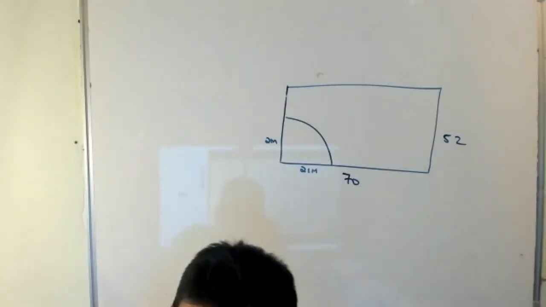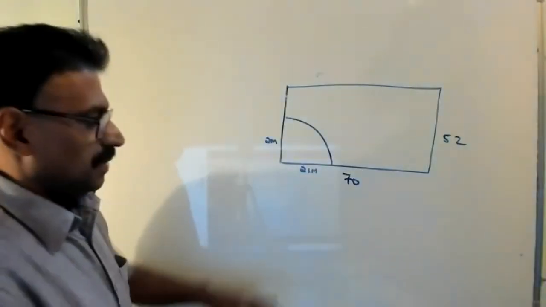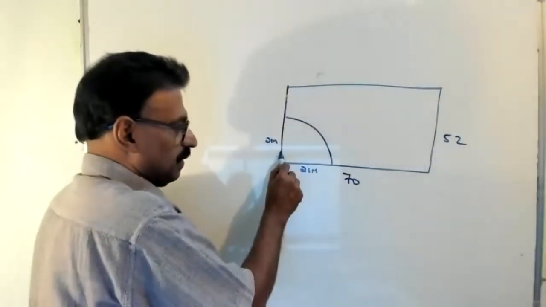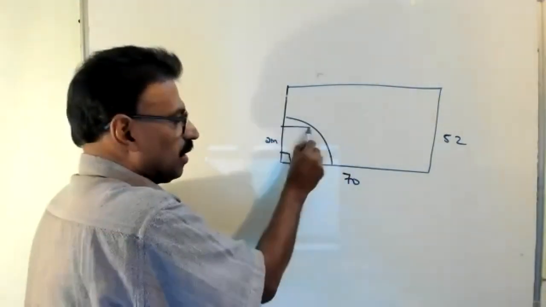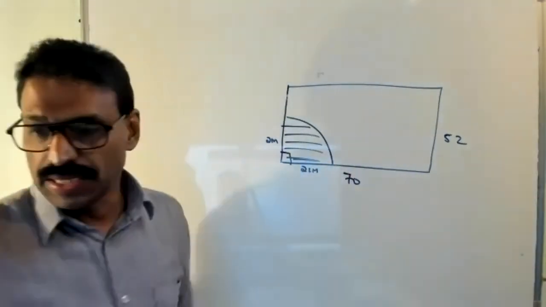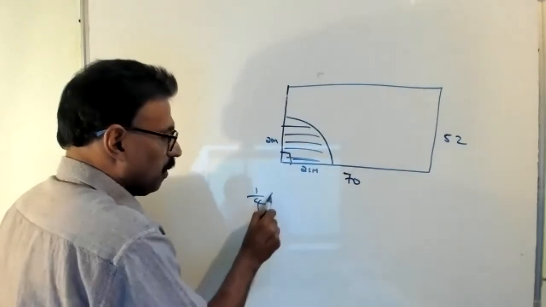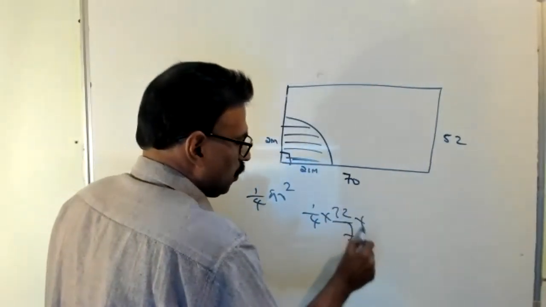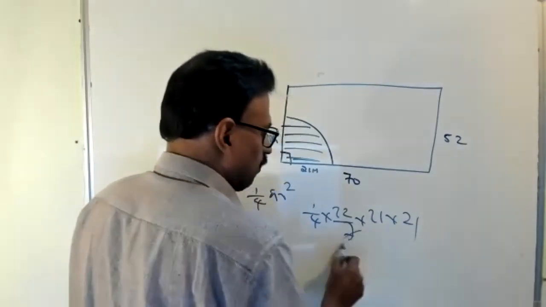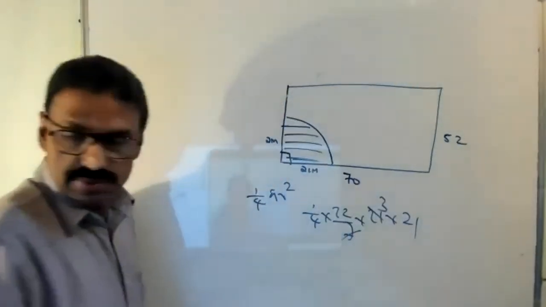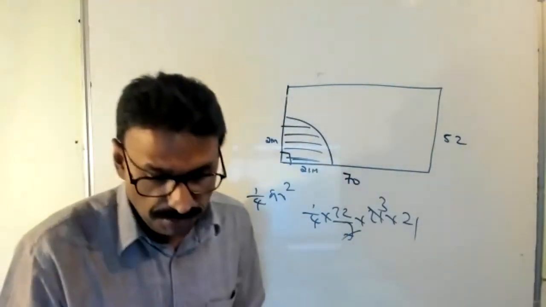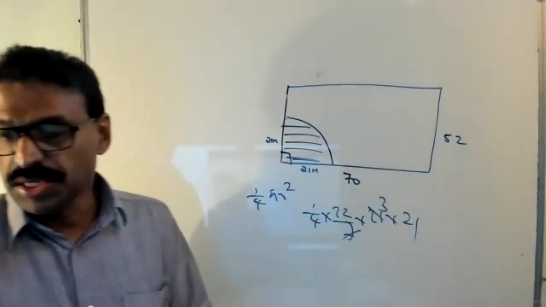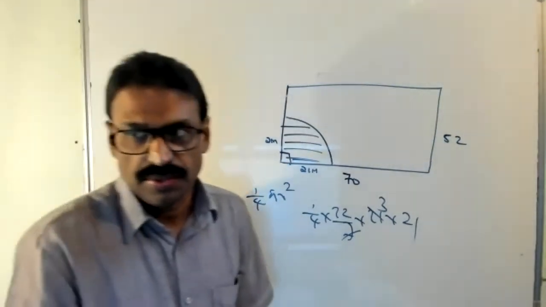Okay, look here. Come on. This is 70 and 52. No use. It's a rectangle only showing here. Forget about that. Here only the horse can go. This area. So what? 1 by 4 pi r square. 1 by 4 into 22 by 7 into 21 into 21. 7 cancel 3. How much is that? That is 346.5 meter square.